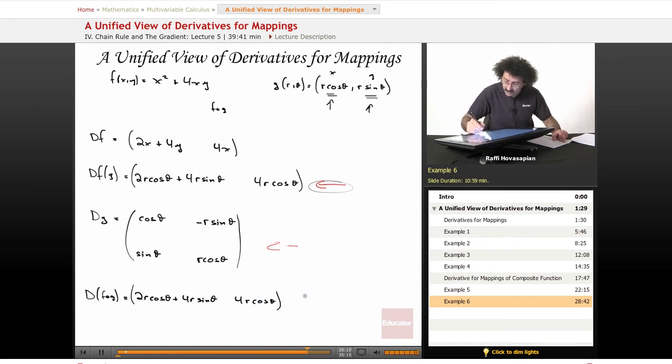So this is our matrix there. And then we're going to have cosine theta minus r sine theta, and then we have sine theta, and then we have r cosine theta. This is a 1 by 2 matrix. This is a 2 by 2 matrix. The middle things go away. Our answer is going to be a 1 by 2 matrix. So we're going to multiply this by that. That's going to be our first entry. And then we're going to multiply this by that. That's going to be our second entry.